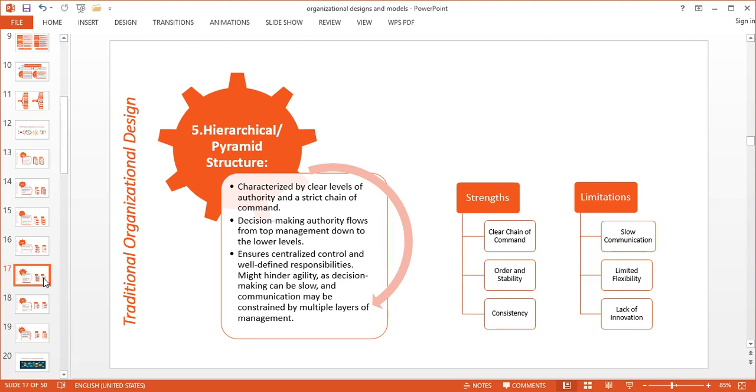The strength of this design is a clear chain of command. There is order and stability, there is consistency, while limitations of this structure are slow communication, limited flexibility, and lack of innovation.